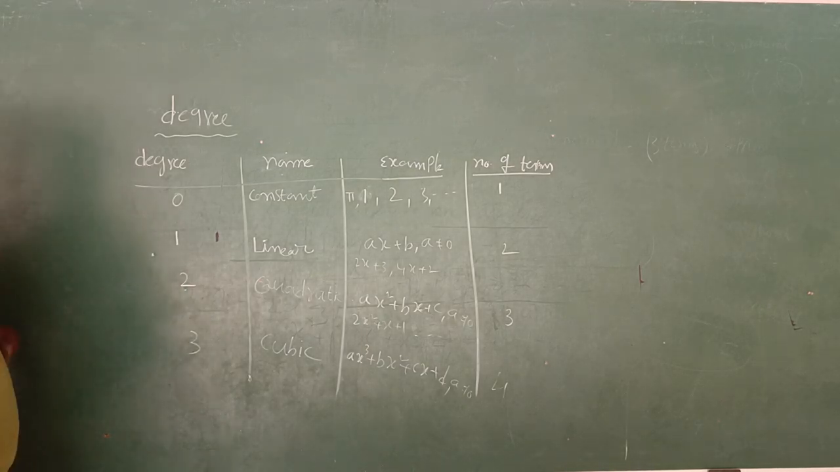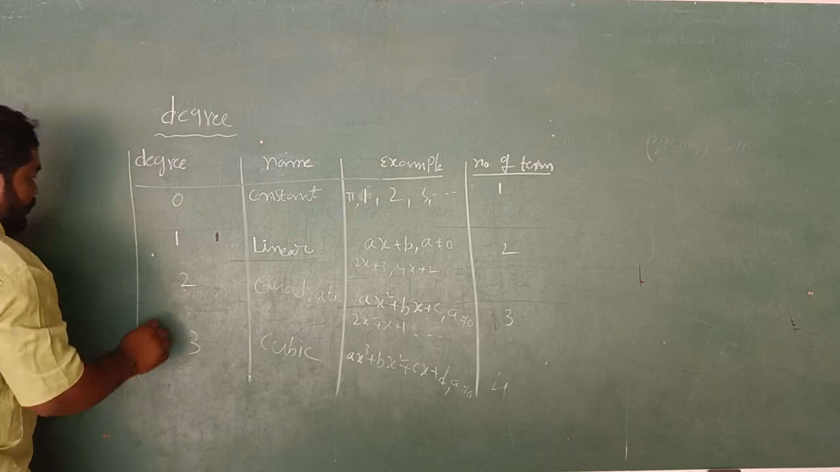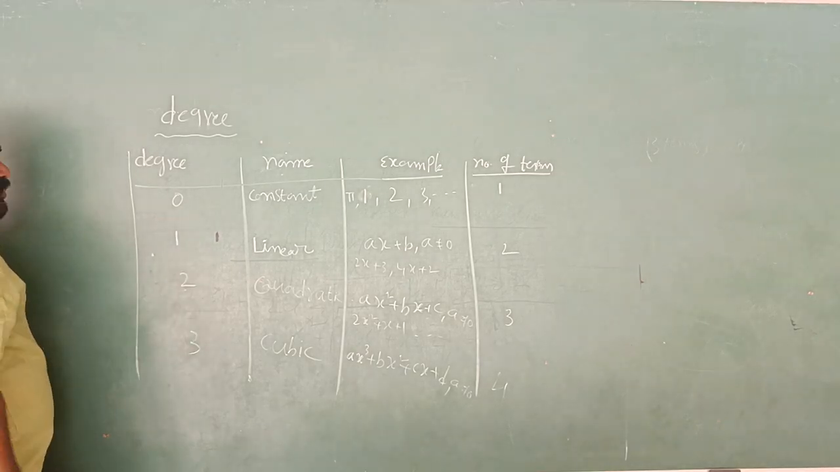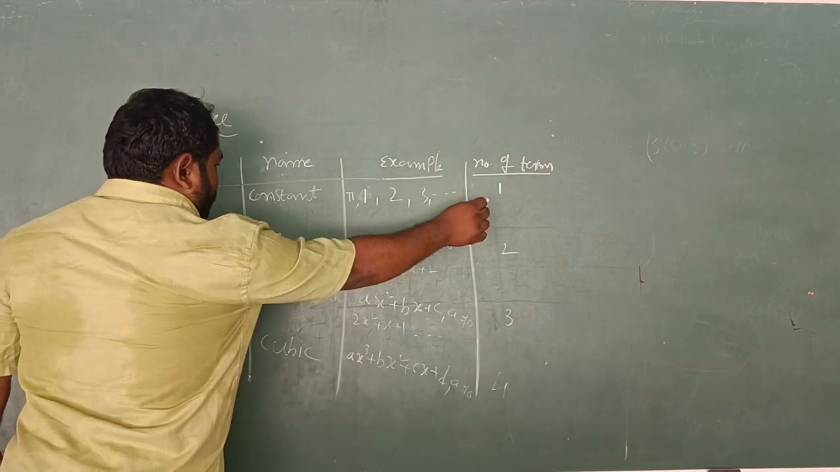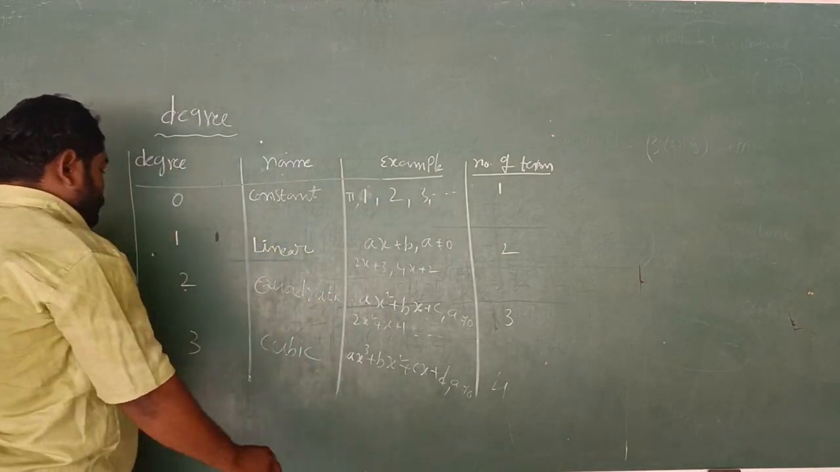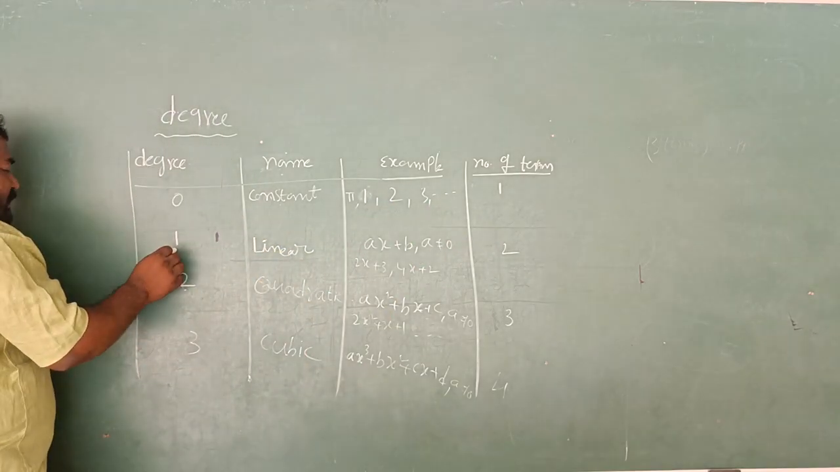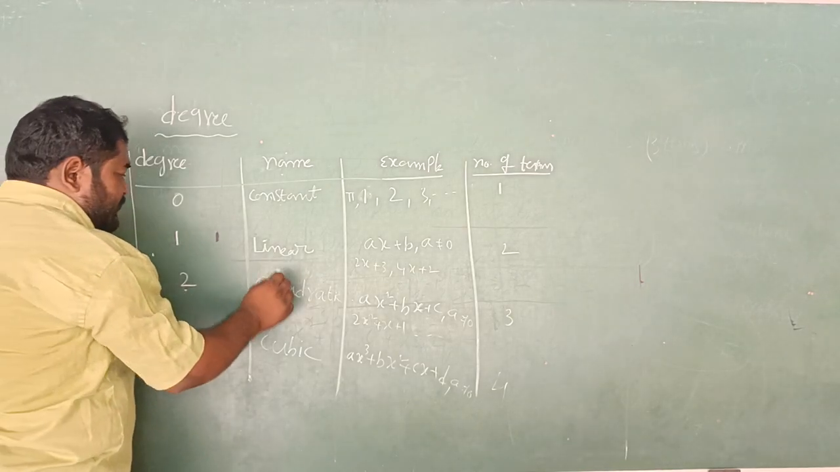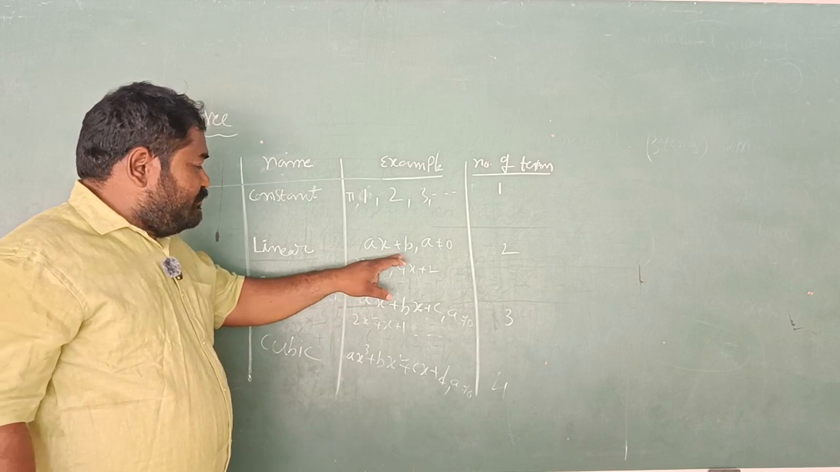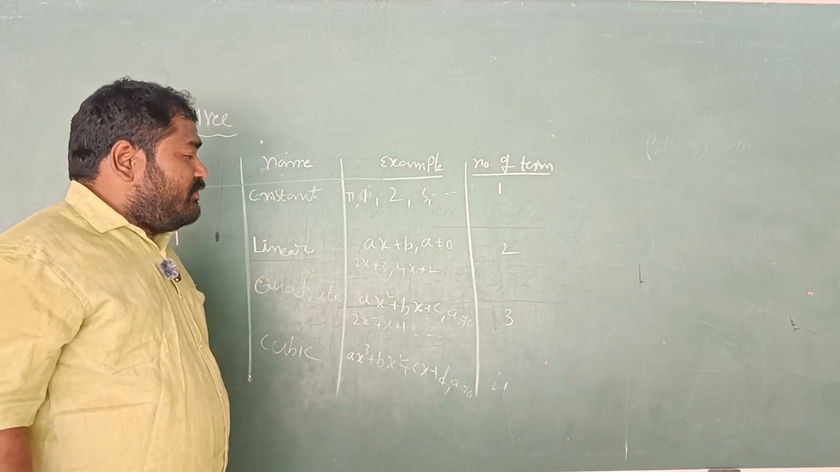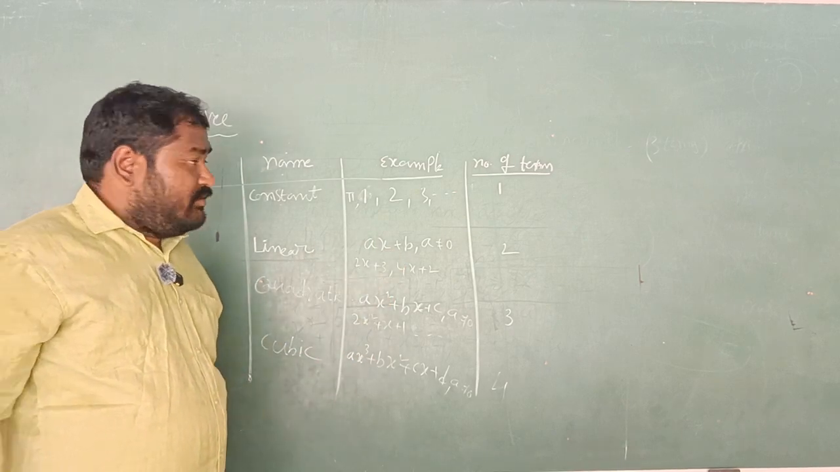These are the examples. This is the important table. If the degree of polynomial is 0, it is called a constant polynomial, and the number of terms is 1. If the degree is 1, it is called a linear polynomial. The general form is ax plus b.